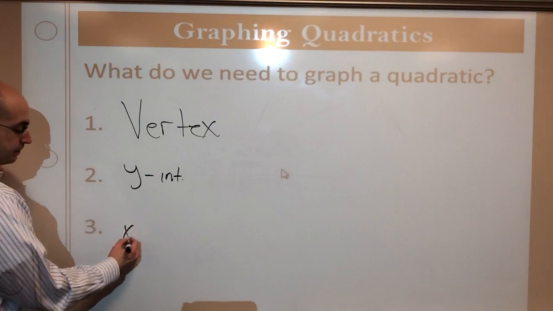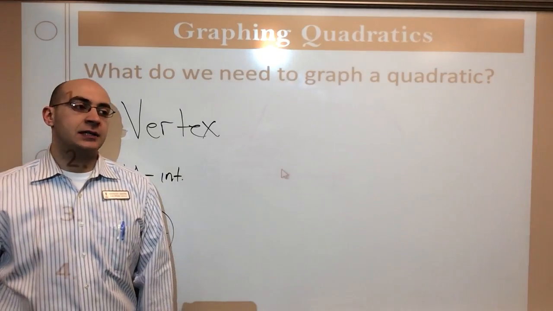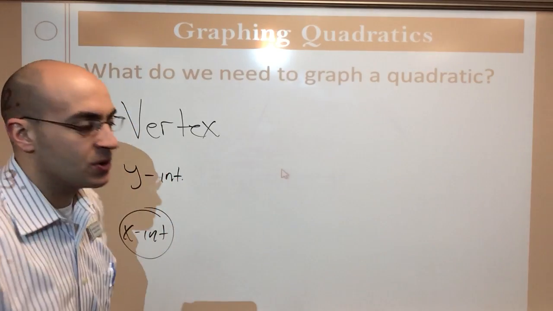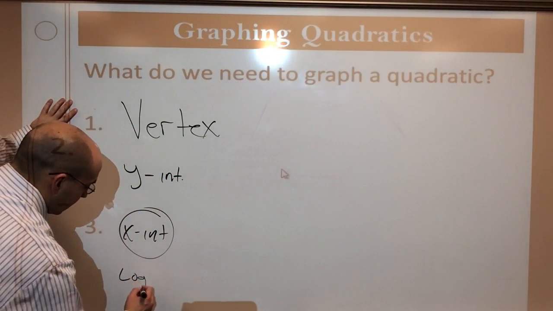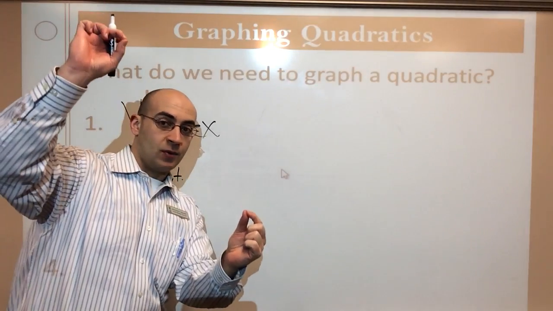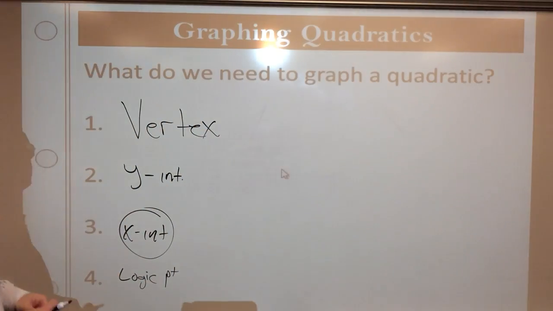Number three, definitely the most painful ones to do is the x-intercepts, because they may not be perfect numbers and there's two of them. Most likely, there's two of them. So that's more challenging. And then we've got Mr. D's favorite, the logic point, right? If you know where the vertex is and you know one other point, you can go and find that other point. It might be called something else. I just like to call it a logic point.